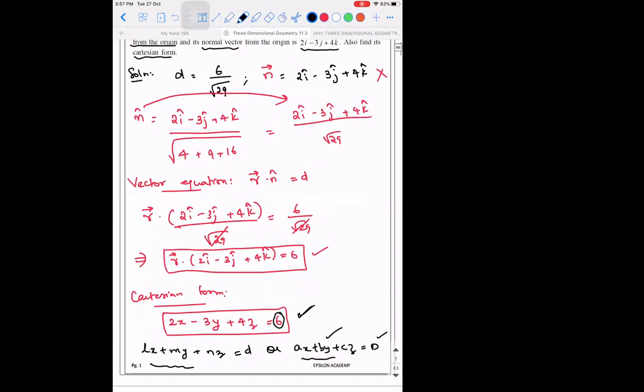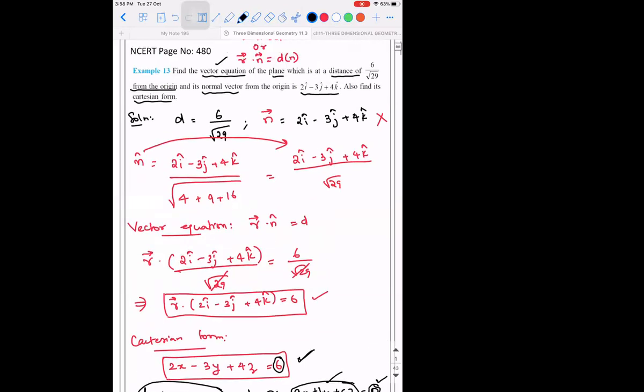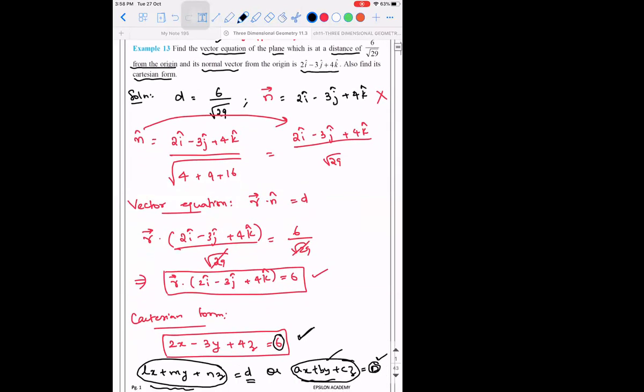See, Lx plus my plus nz, if you're writing in such a way that the coefficients of x, y, z are direction cosines, okay, then the right hand side represents the distance from the origin to the plane. Whereas if you're writing in the form ax plus by plus cz is equal to capital D, where a, b, c represent the direction ratios, then capital D does not tell you the distance from the origin to the plane, rather it is some other constant.